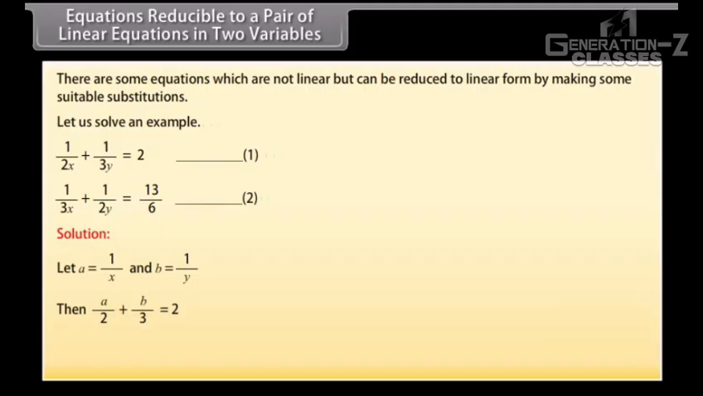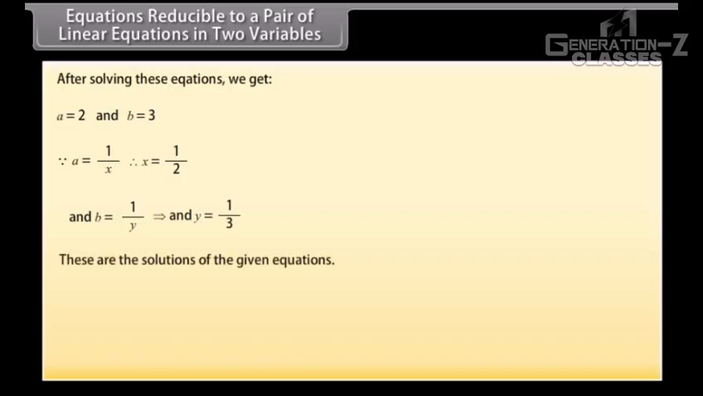Then a upon 2 plus b upon 3 equals 2, or 3a plus 2b is equal to 12, equation 3. And a upon 3 plus b upon 2 equals 13 upon 6, or 2a plus 3b is equal to 13, equation 4. After solving these equations we get a as 2 and b as 3. Therefore a is equal to 1 upon x is equal to 2, so x is 1 upon 2, and b is equal to 1 upon y is equal to 3, so y is 1 upon 3. These are the solutions of the given equations.